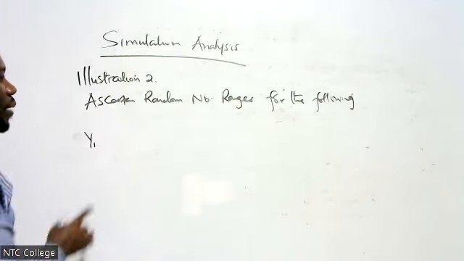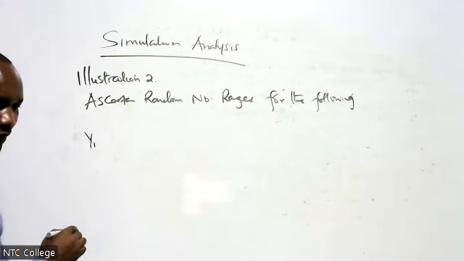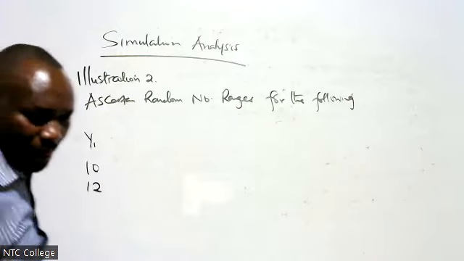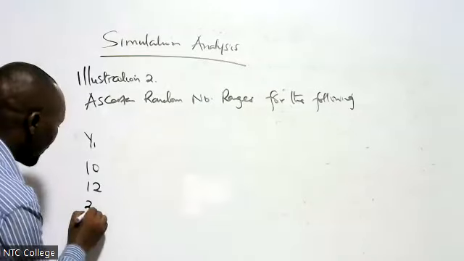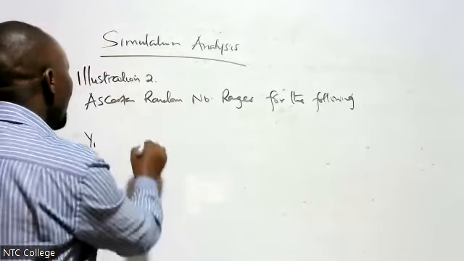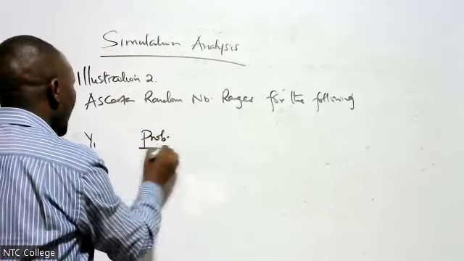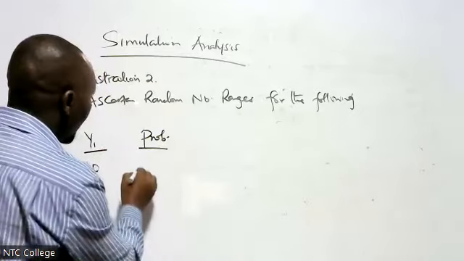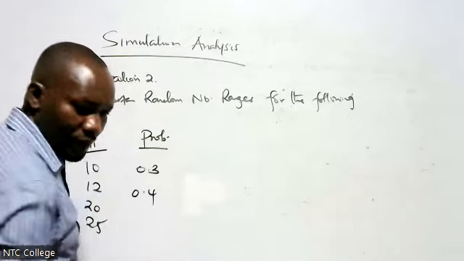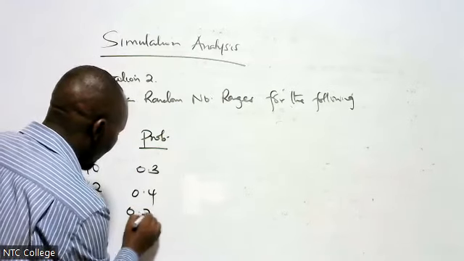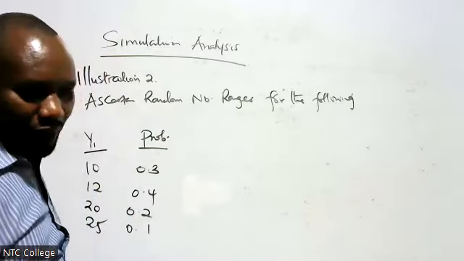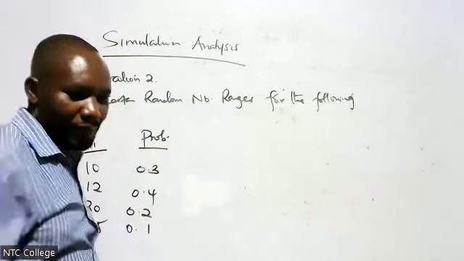In year 1, there are probabilities that these cash flows will be found. The first one is 10, then we have 12, then 20 and 25. Then we have the probabilities 0.4, 0.2, and 0.1. Can you get me the random number ranges?